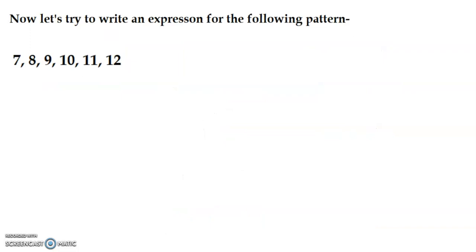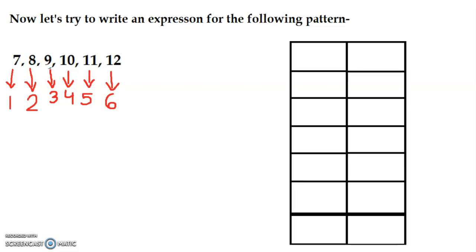Now let's try to write an expression for the following pattern. Now we have the pattern 7, 8, 9, 10, 11 and 12. So these are the terms. So term 1 is 7. The value for term 2 is 8. The values of terms 3, 4, 5 and 6 are 9, 10, 11 and 12 respectively. So let's try to write it in a tabular form.